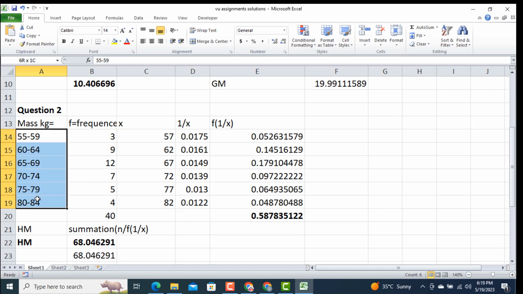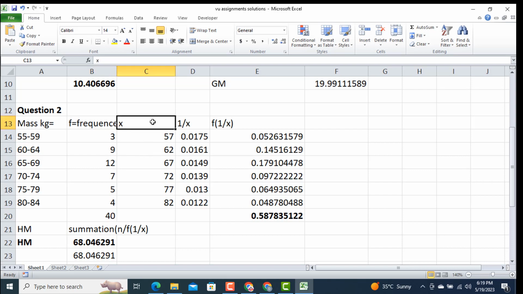How many classes are there? 6 classes are there. Then their respective frequencies are there. Here 3 means that there are 3 values that lie within this class, and there are n values that belong to this group. So add up all of these, and we will get the value of n, which is equal to the summation of f.